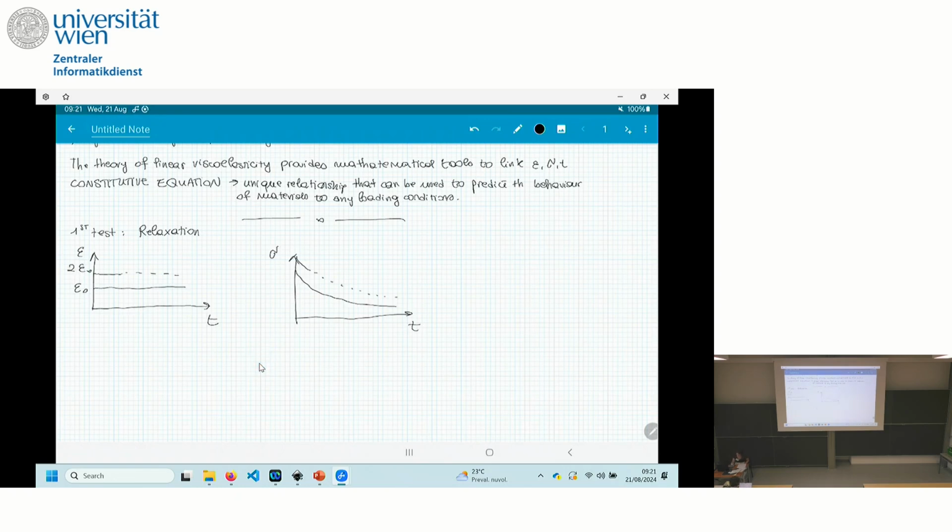So we apply a step strain, where H of t is my Heaviside function. So the relationship between stress and strain is going to be G of t times epsilon. What is G of t? That is the relaxation function or relaxation modulus. And for us, at the moment, it's just a generic expression. And we will see then what's the shape of this G of t.